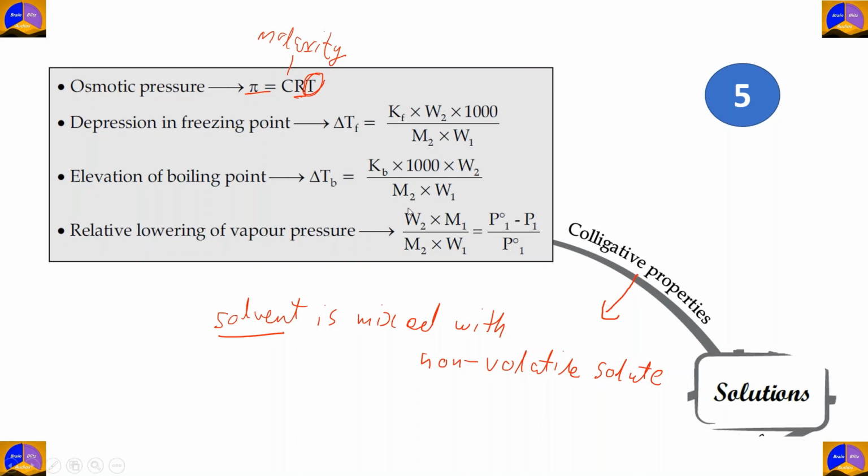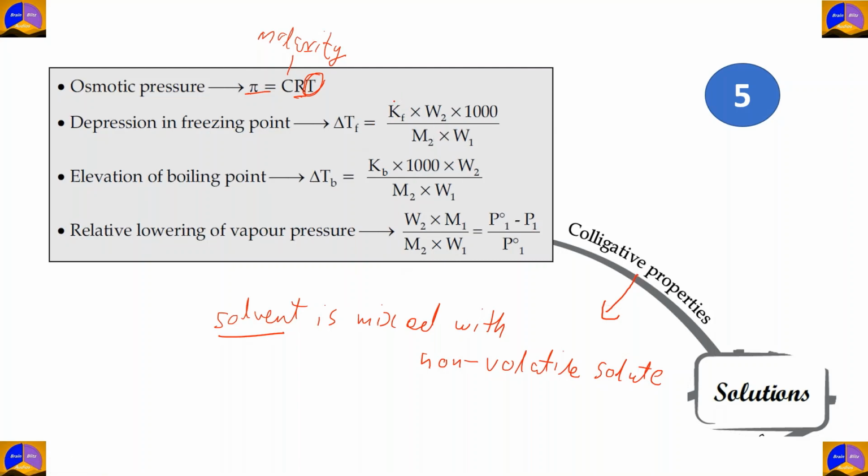The second colligative property is depression in freezing point. This is usually observed in cold countries where we put salt on the roads to melt the ice formed on the roads. The salt lowers the freezing point of the ice, thus turning it into water and defrosting the roads. Depression in freezing point, the formula here is to find the value for delta TF, the change in freezing temperature. That is equal to Kf into W2 into 1000 divided by M2 into W1.